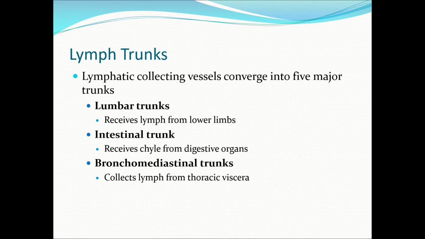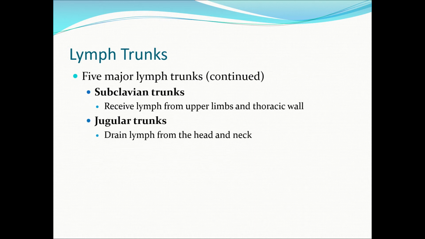Lymph trunks occur when lymphatic collecting vessels converge. There are 5 major trunks. There are lumbar trunks, which receive lymph from the lower limbs, the intestinal trunk, which receives chyle from the digestive organs, the bronchomediastinal trunks, which collect lymph from the thoracic viscera, the subclavian trunks, which receive lymph from upper limbs and the thoracic wall, and then jugular trunks, which drain lymph from the head and neck.